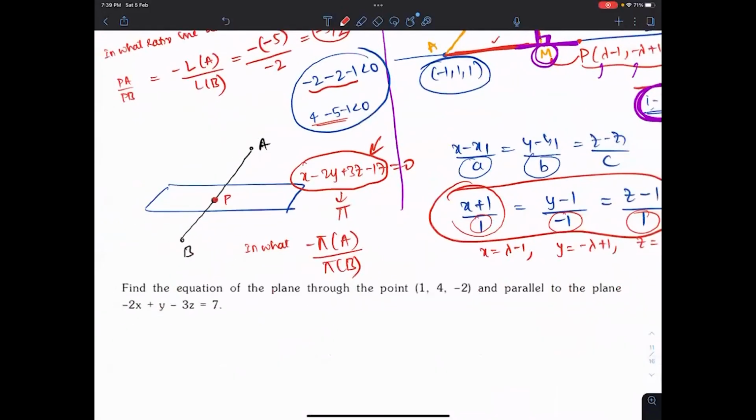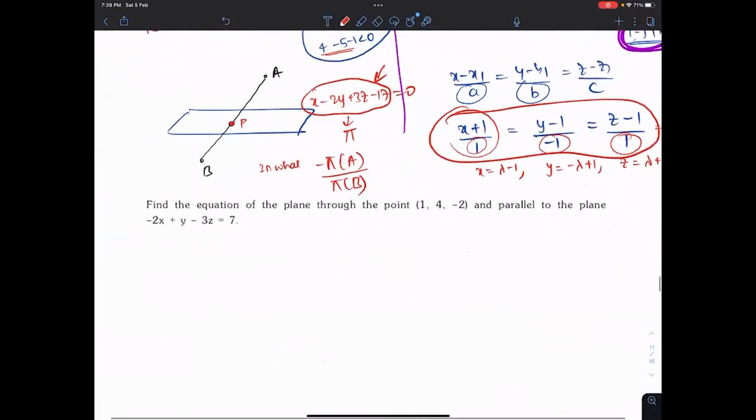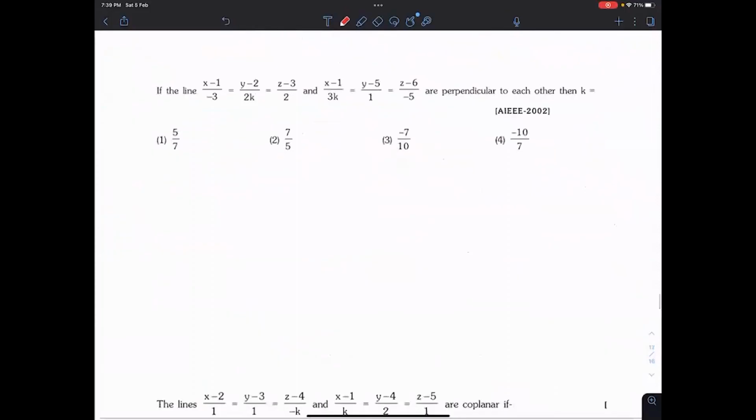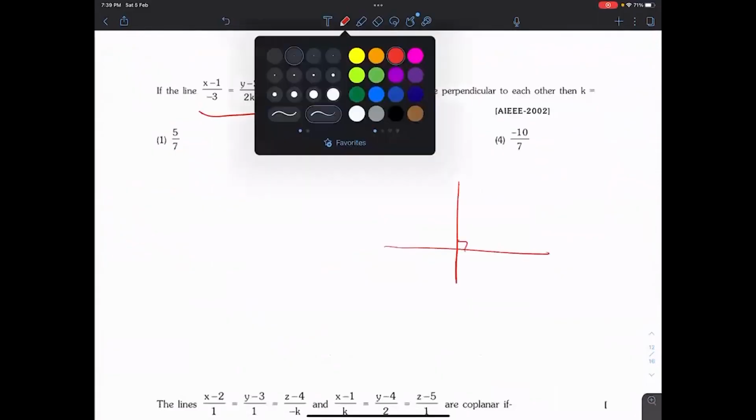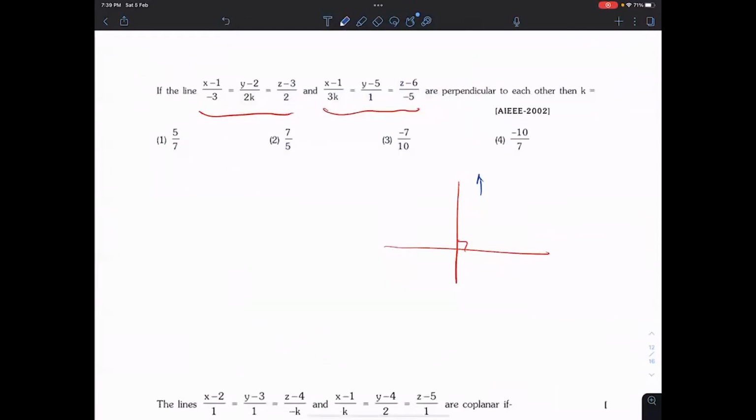Next, all these are basic questions. I hope you can do it yourself. This line we have seen just now. Whenever 2 lines are perpendicular, the vectors which are parallel to them must be perpendicular. How to write vectors parallel to them? These are the components of the vectors parallel to them.